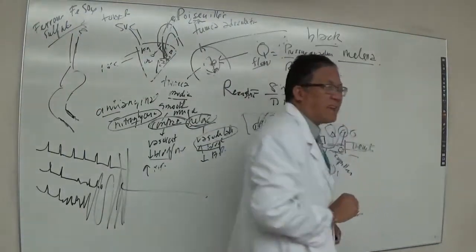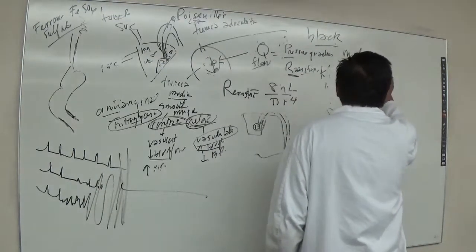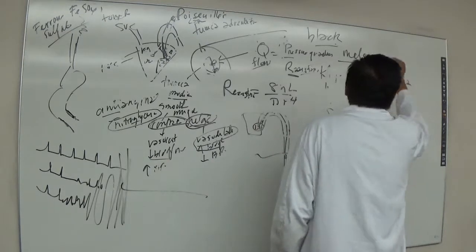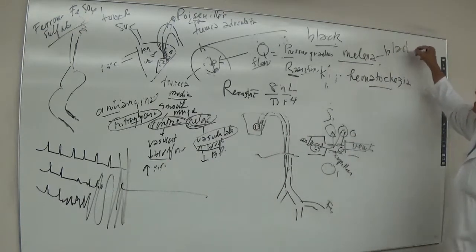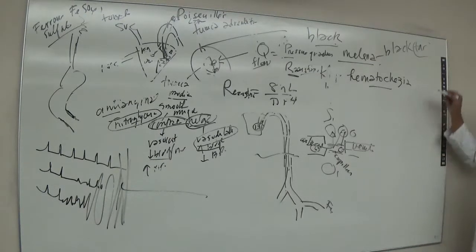Is it fresh blood? We call it hematochezia. Okay? This black tar, what is tar? The road, asphalt. You know, black stools, tarry. Black tarry stool, from the word tar, T-A-R, asphalt.